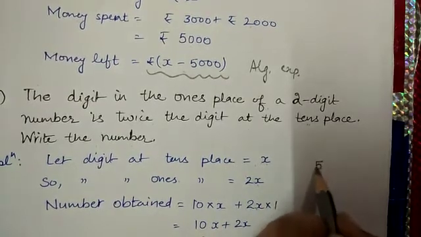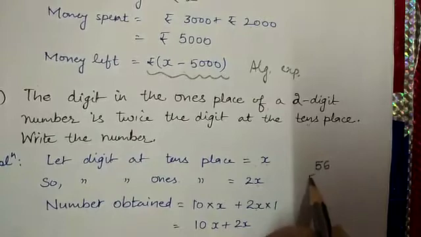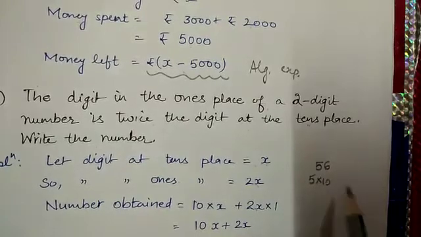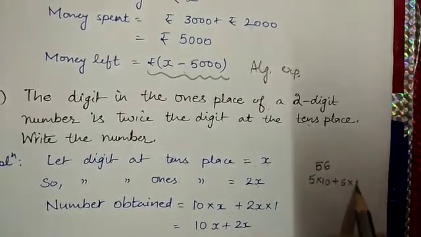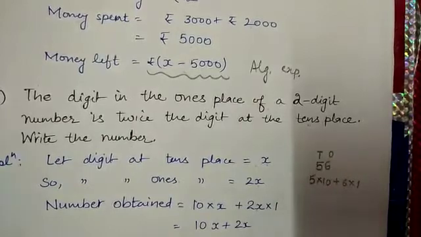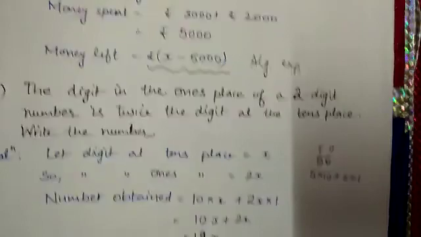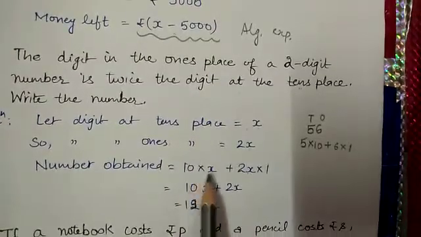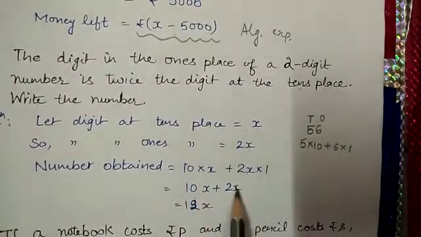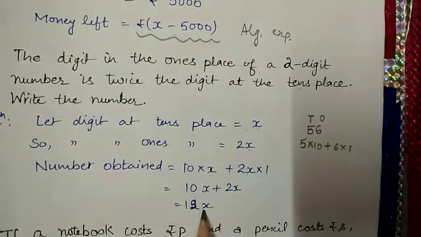Because suppose I want to write 56, I have to write 5 into 10 and 6 into 1, the expanded form of the number. In the same way I have done it, right? Now 10x plus 2x, it became 12x.